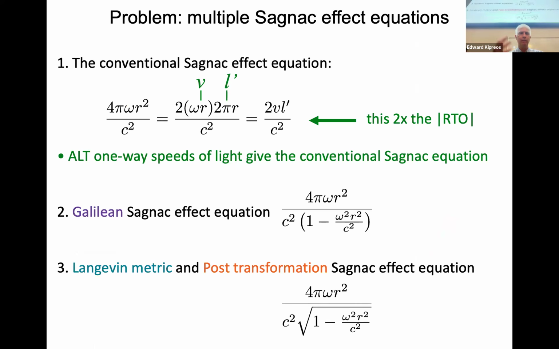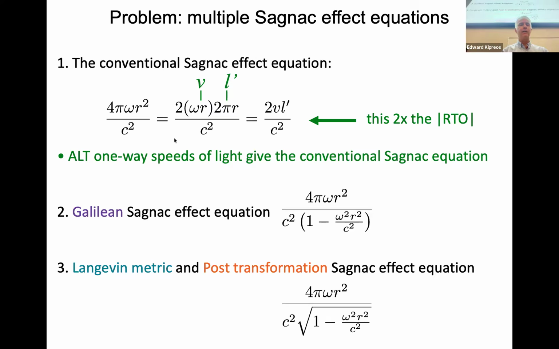Okay, so we were going to plug in the unidirectional Sagnac effect equation into our thing, but the problem is that there's multiple Sagnac effect equations. So there's the conventional Sagnac effect equation, which is 4 pi omega r squared over c squared. And this is in polar units, which is rotational circular units. But this omega r just is the velocity, and 2 pi r is the length in the rotating frame.